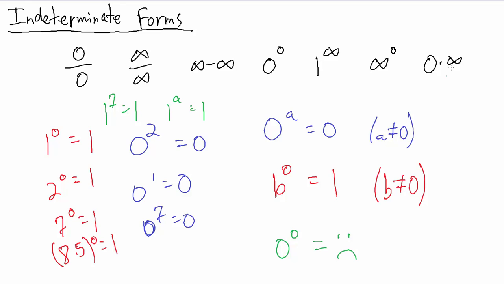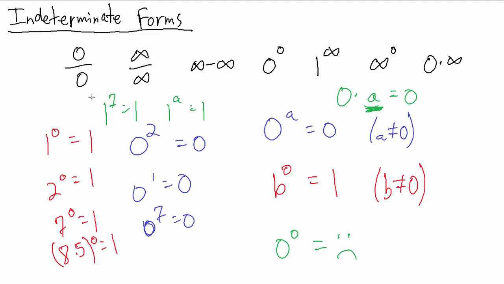And last but not least, 0 times infinity. Okay, 0 times infinity has no numeric value because, well, we know if we take 0 and multiply it by any number a, we're just going to get 0 back. That works because this a here is a number. Infinity is not a number, so we can't treat it like one. Okay, that's a really important point to keep in mind there. So because of that, 0 times infinity has no numeric value. It's an indeterminate form. Okay.